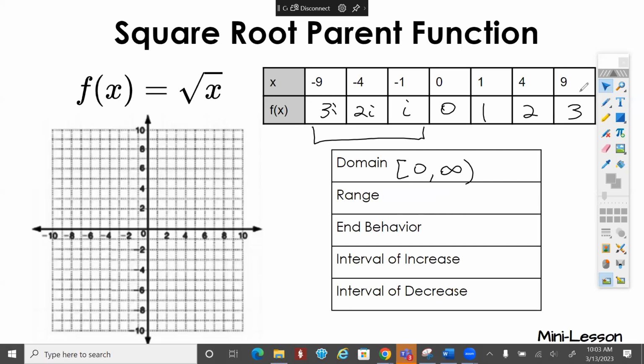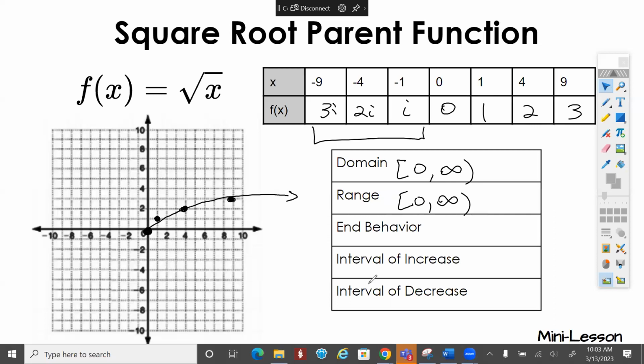Okay, so I'm going to plot these points over here on the graph so that you can see. So we got 0, 0, 1, 1, 4, 2, and then 9, 3. Okay, so we got this graph going on.